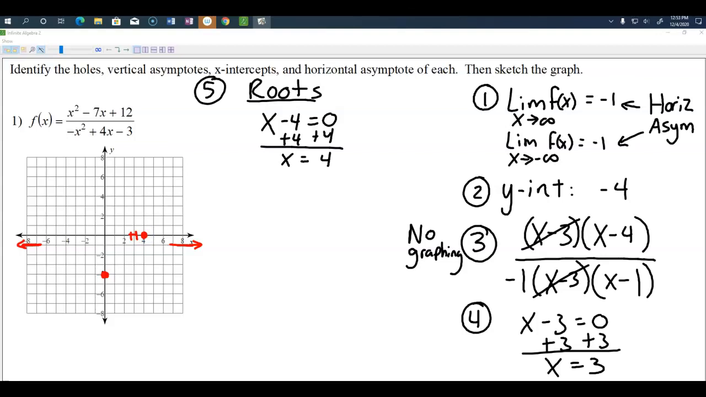All right. Next thing we're going to do is the vertical asymptotes. The vertical asymptotes are located where whatever factors that are left on the bottom equals 0. So we have x minus 1 equals 0. We're going to add 1, and therefore I have a vertical asymptote at x equals 1. So now I'm going to put a dotted line going down my graph at x equals 1 there. Okay.